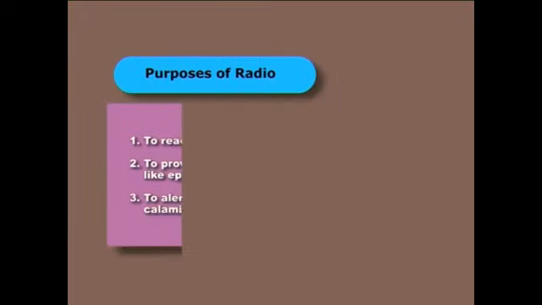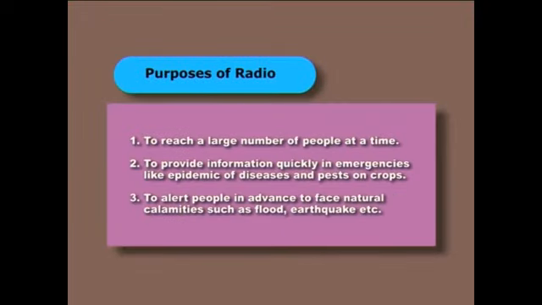Purposes of radio. Number 1, to reach a large number of people at a time. Number 2, to provide information quickly in emergencies like epidemics of diseases and pests on the crops. Number 3, to alert people in advance to face natural calamities such as flood, earthquake, etc.